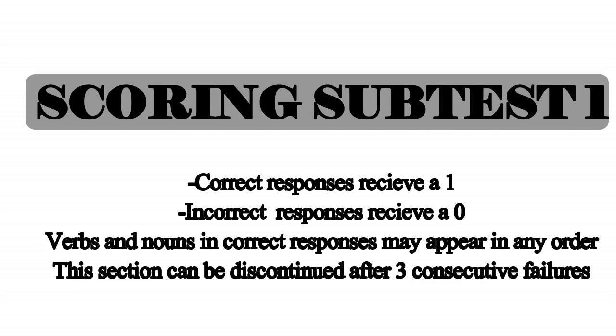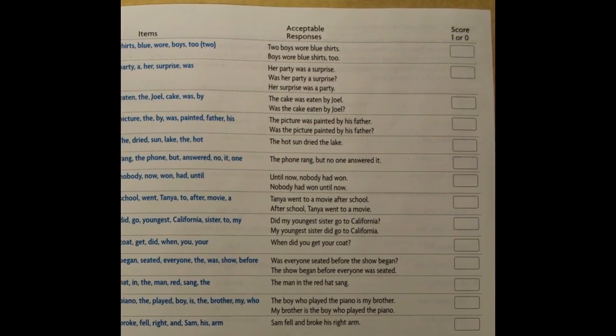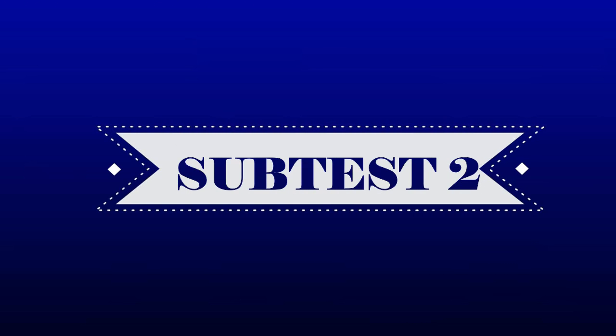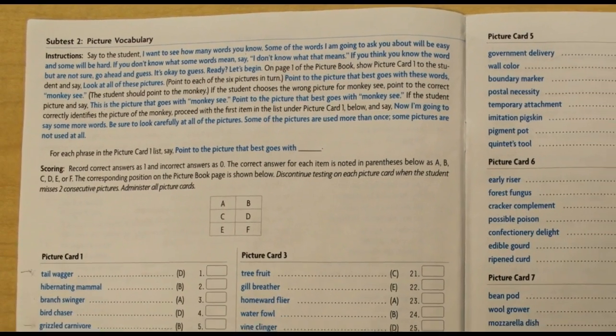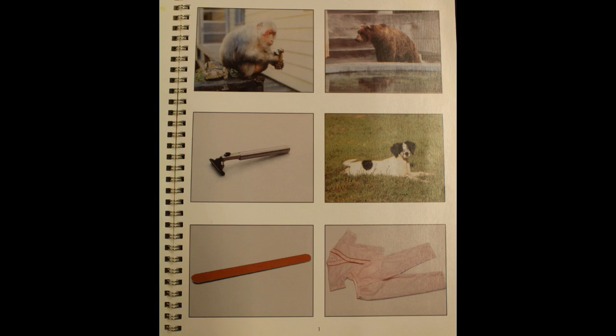To score subtest 1, a clinician would record correct answers as 1 and incorrect answers as 0. Verbs and nouns in correct answers may appear in any order. Acceptable responses are noted in the record booklet next to each item. Subtest 2, Picture Vocabulary. The examiner says a series of 2-word phrases, one at a time. After hearing each phrase, the student selects from 6 pictures the one that best represents the stimulus phrase.